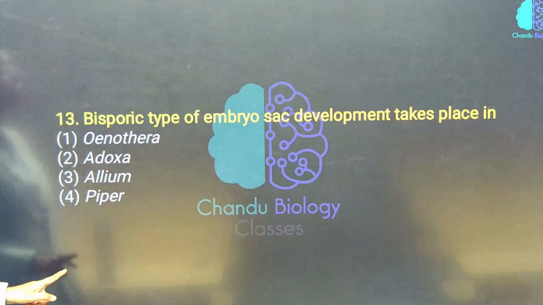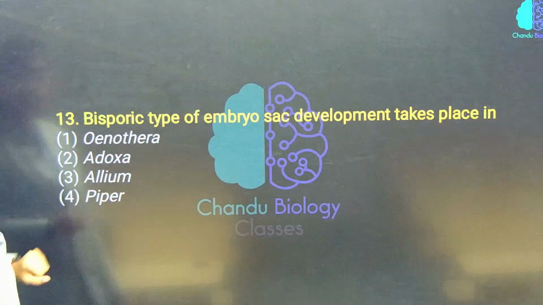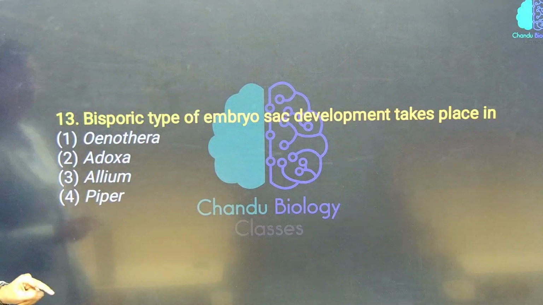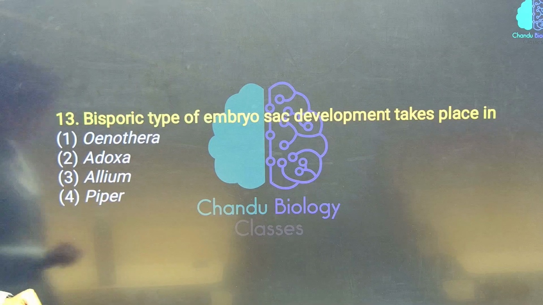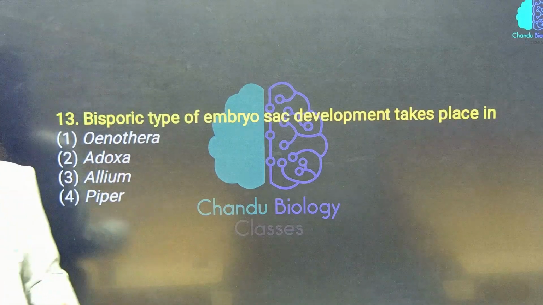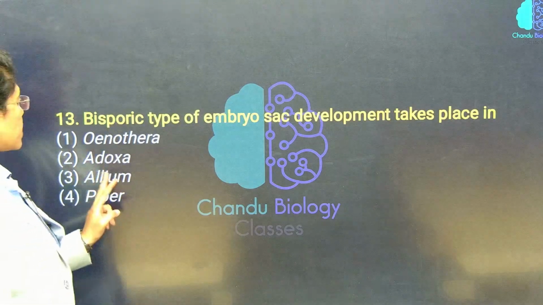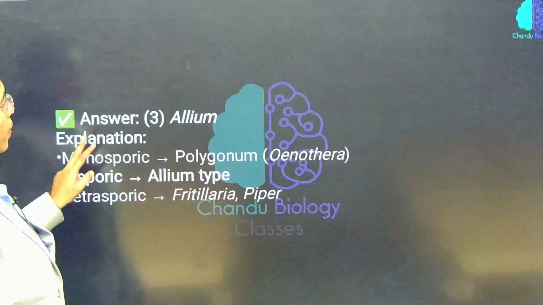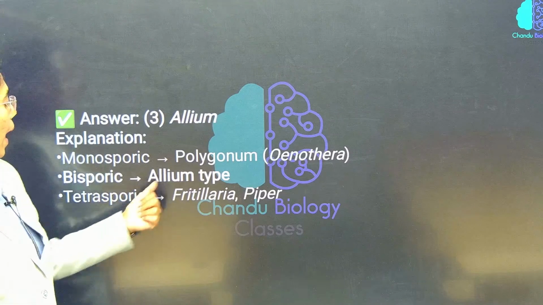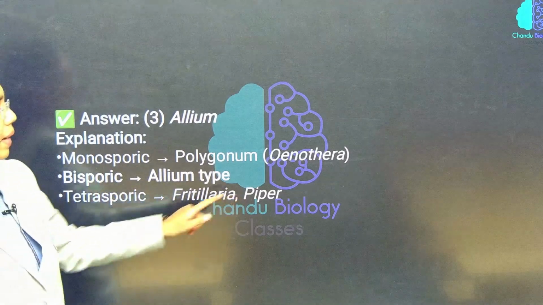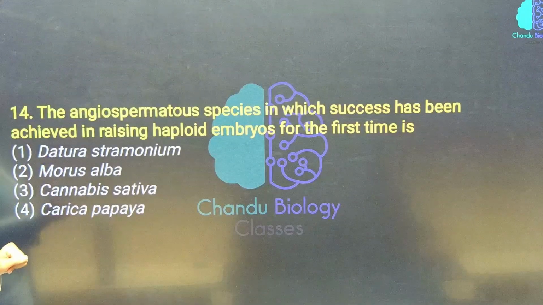Next question. Bisporic type of embryo sac development takes place in what examples? Like examples he has asked. The answer is very evident. Bisporic type is observed in Allium. Polygonum and Oenothera show monosporic type. Allium shows bisporic type. Fritillaria, Peperomia and Adoxa are the examples for tetrasporic type of embryo sac development.